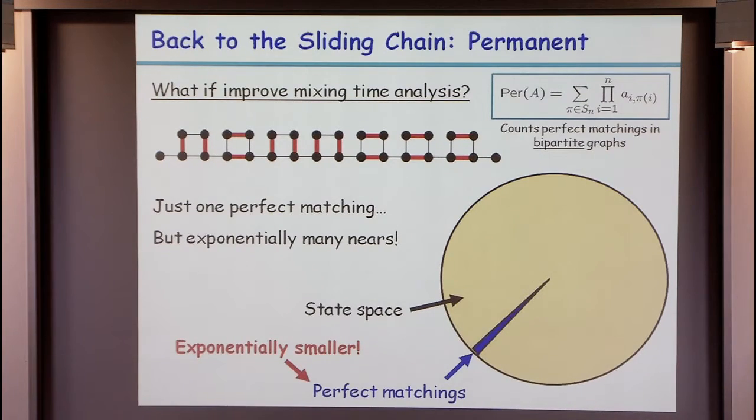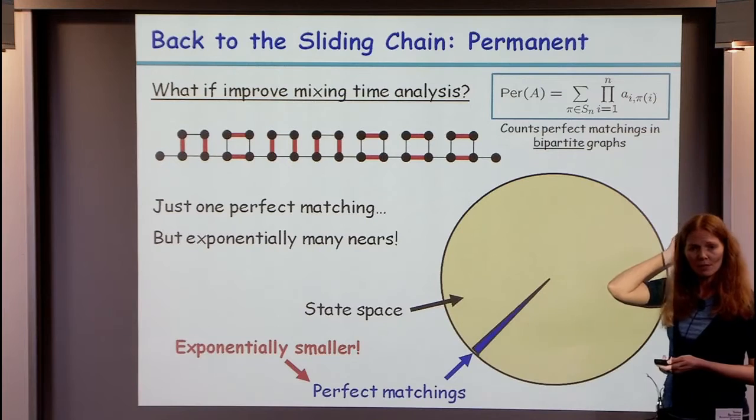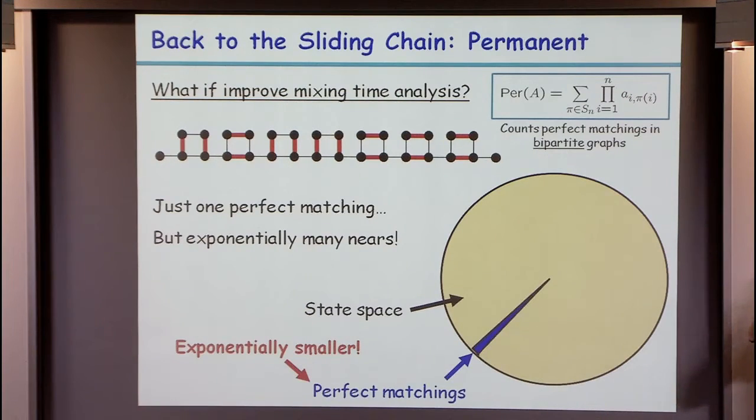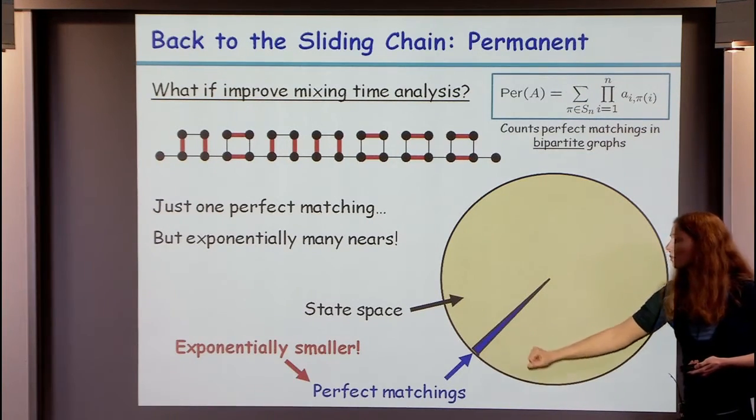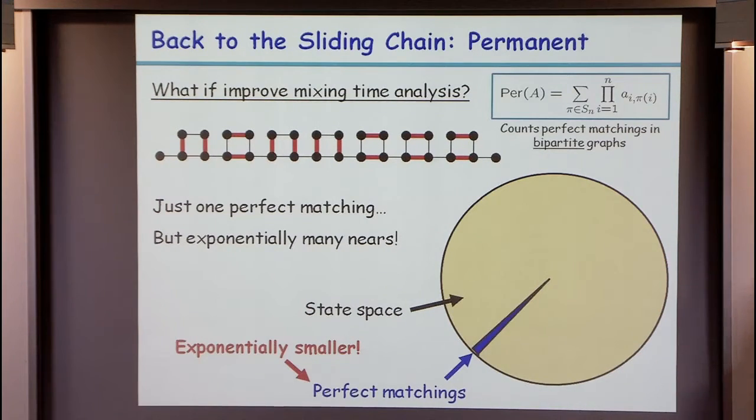Okay, so the trouble is that my favorite chain of boxes instance is bipartite, right? So even if we could improve the mixing time analysis of the sliding chain that we had before, we would have this picture, just like what I said before, but now I'm showing it pictorially. We discussed we have one perfect matching, that's my blue portion over here, and we have exponentially many other guys. Well, we don't like that.